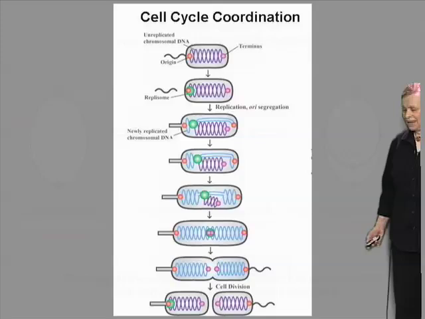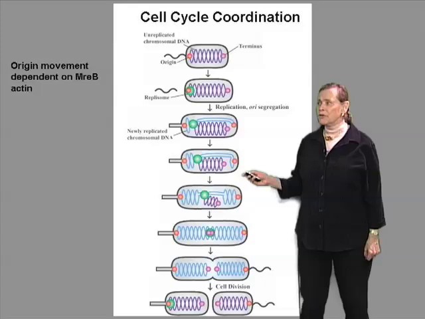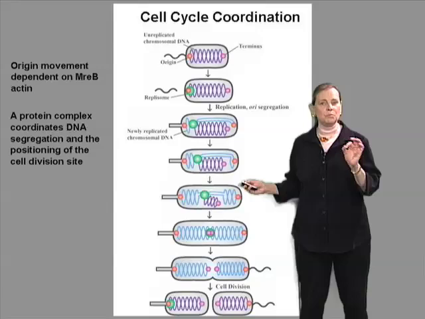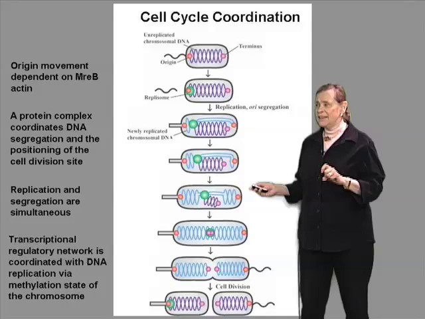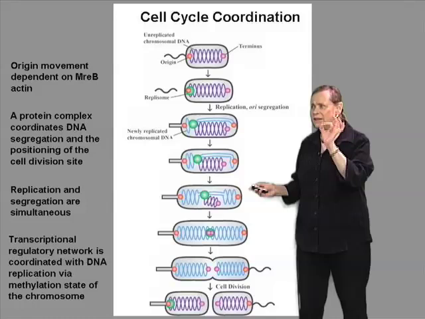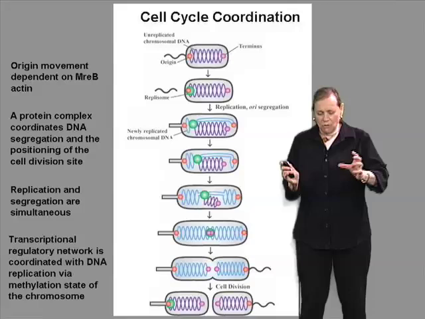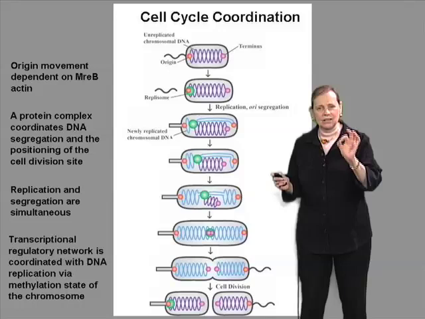So then, to give you a summary of what I have shown you, this again shows you the familiar cell cycle that we've been talking about. And I've shown you that origin movement, and we've watched the origin move, is dependent on MreB actin. A protein complex coordinates DNA replication with the positioning of the cell division site. That was that MipZ protein that forms a gradient. Replication and segregation are simultaneous. And finally, that whole transcriptional regulatory network is coordinated with DNA replication via the methylation state of the chromosome, an epigenetic mechanism. So what I have shown you is that all these various modules that are turned on and off through the cell cycle are all hooked up and coordinated with the act of replicating the cell's DNA.